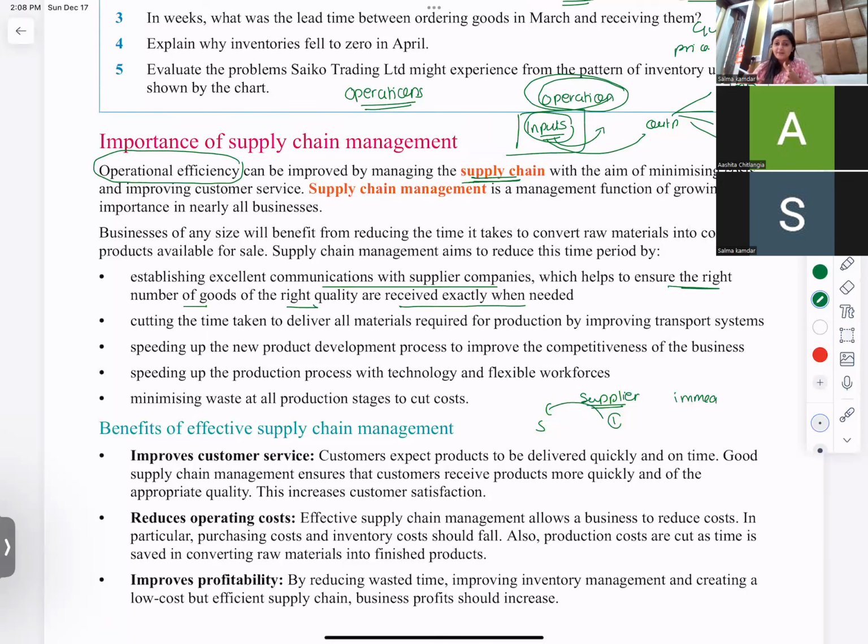So for this, what should your supply chain manager do? First thing, what should your supply chain manager do to order the input? For that, what will he do? Establish great connection with the supplier. What will that ensure? This will ensure that the right number of goods, the right quality of goods and services are received exactly when needed.